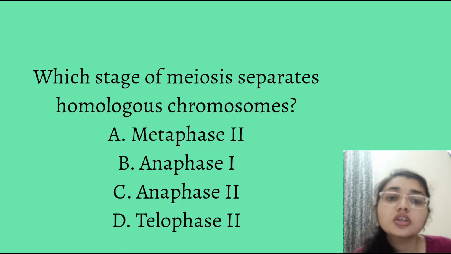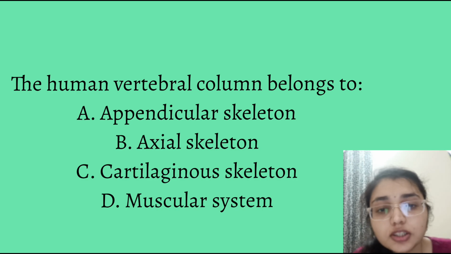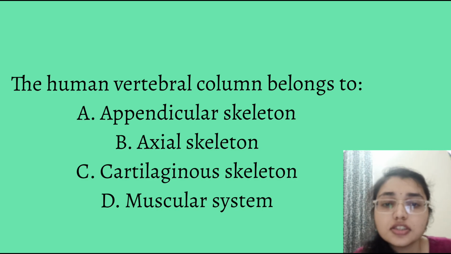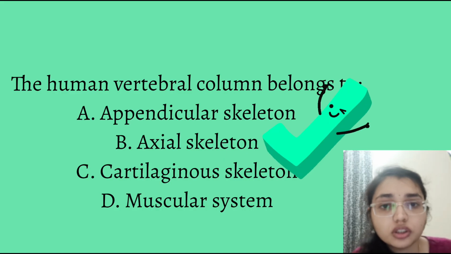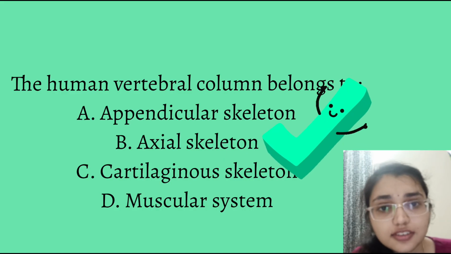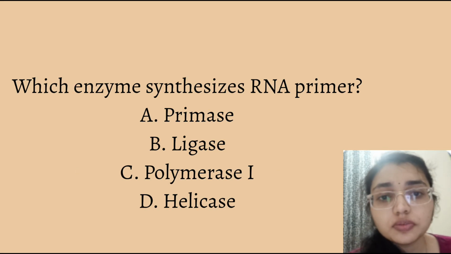Next question is: the human vertebral column belongs to option A appendicular skeleton, option B axial skeleton, option C cartilaginous skeleton and option D is muscular system. So here the answer is axial skeleton. That is option 2. Now moving on to the next question.